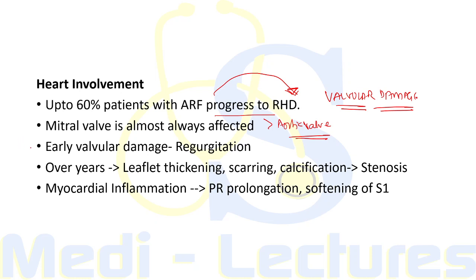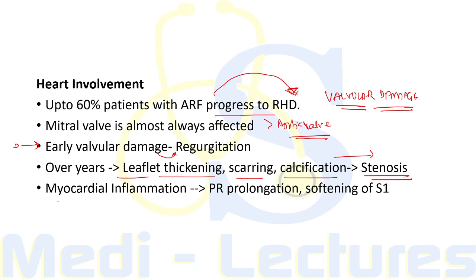Now initially, the valvular damage will lead to regurgitation. So a regurgitant lesion will first develop, and over the upcoming years, there will be leaflet thickening of the valve, scarring, calcification, and then it will lead to a stenotic lesion. So first to develop is regurgitation, followed by stenosis in the later stages.